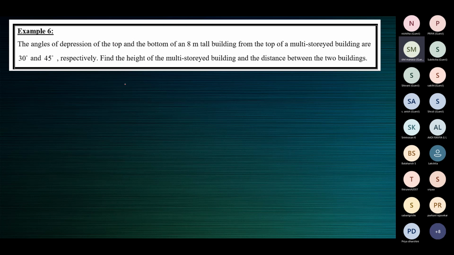The angles of depression of the top and bottom of an 8-meter tall building. So what is observed? The top of the 8-meter building and the bottom of the 8-meter building, from the top of a multi-storied building. So the multi-storied building is taller than the 8-meter tall building. Now, don't say you took so much energy, but the word multi-storied itself means taller. Don't assume all that. The tall building can also be taller than the multi-storied building. Don't go by all that.